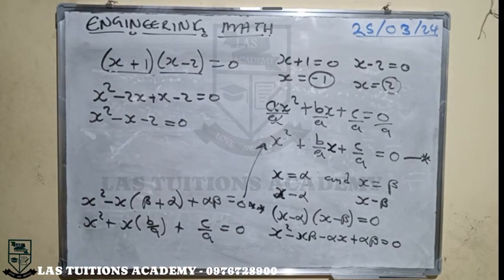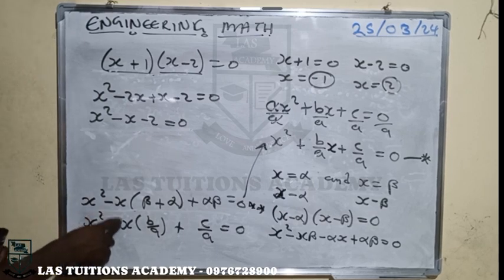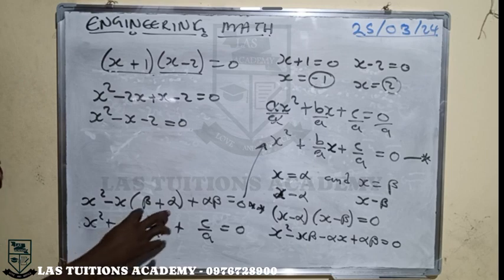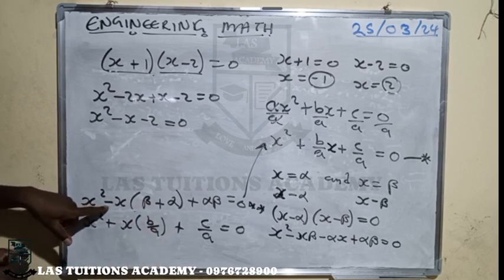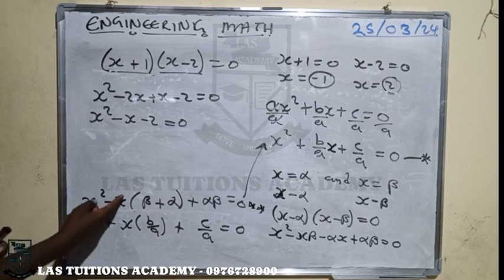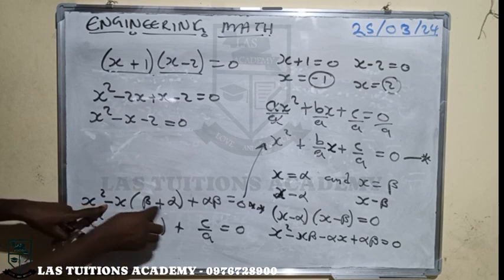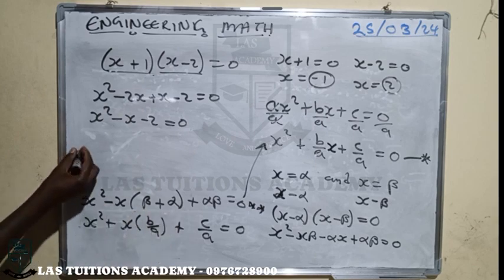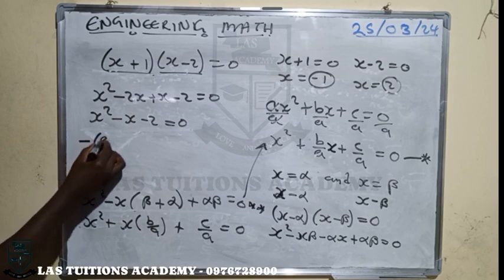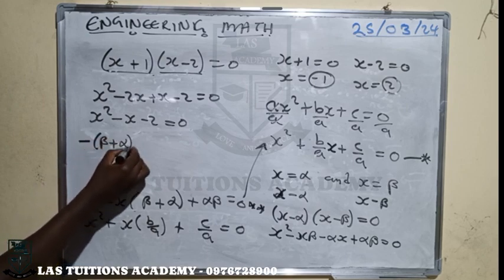Now from there you see this and that, they're exactly the same. There's x here, there's x here. Now it means these two are also exactly the same. But because this one has a negative, if we are to cancel out, this and that can cancel, this and that can cancel, but here this one will remain with a negative. So this one is simply saying negative b plus alpha is equal to this one, which is b over a.